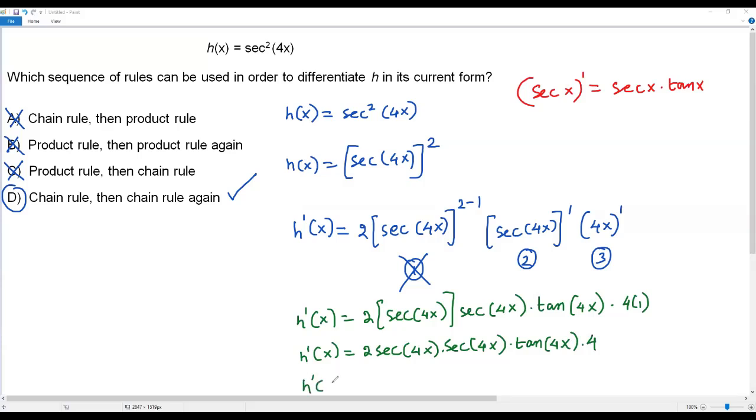Okay, then finally h prime of x equals, so here we have a constant 2, here we have a constant 4. We can multiply these two constants. 2 times 4 is 8. And when I multiply the secant of 4x, it will become secant squared of 4x times tangent of 4x.